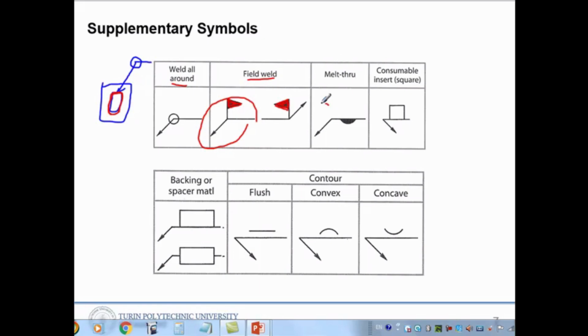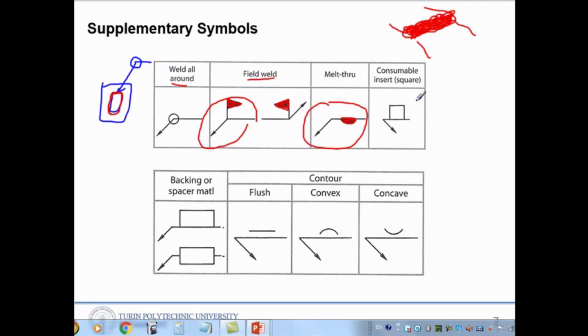If you have this kind of symbol, that means you need to melt through. Okay, so if there are two plates given, one plate, second plate, when you weld it here, you need to melt it. You have to keep your weldment here a little bit more time. Okay, so you need to melt it through and then weld it. So that's why it's shown like this, the pool of molten metal here.